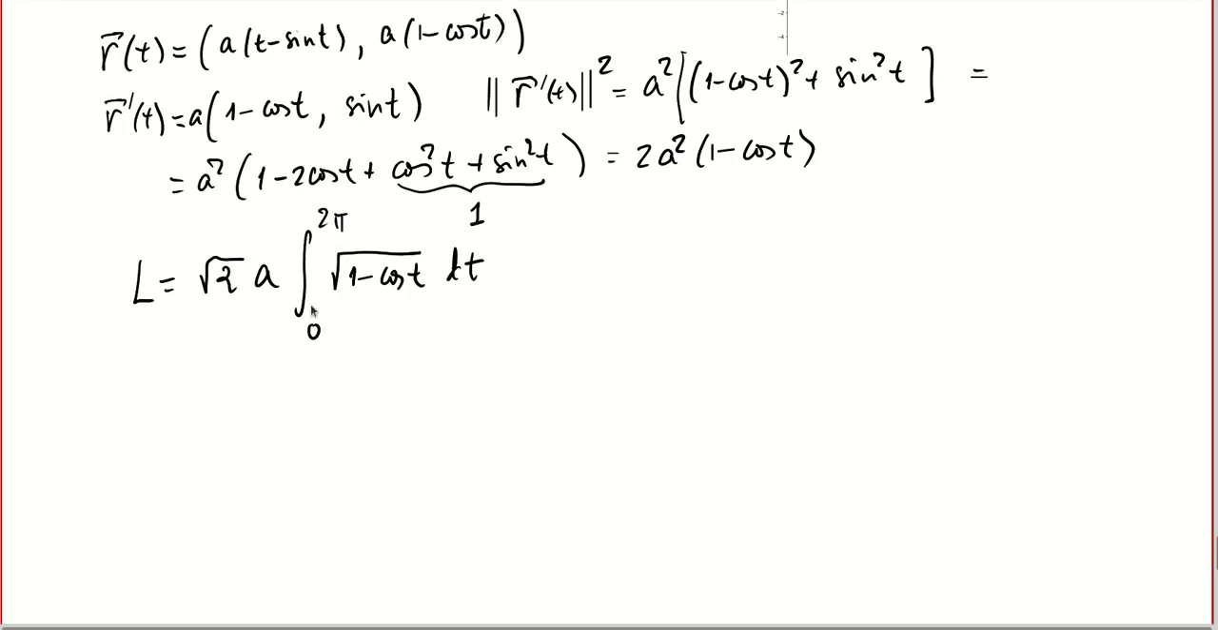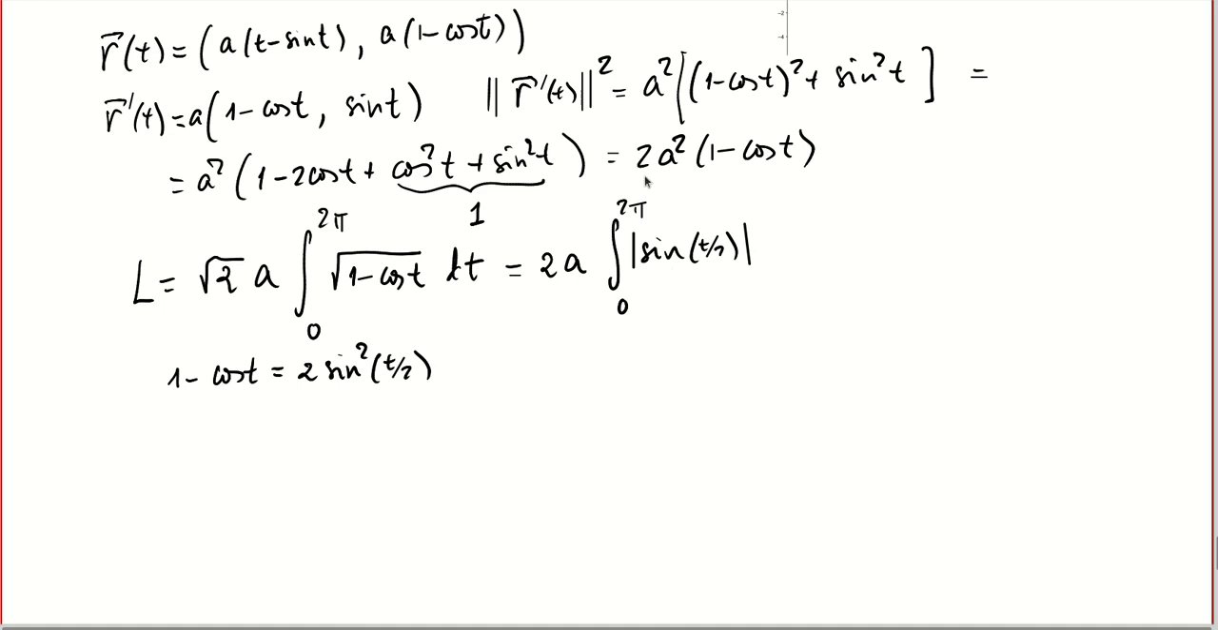Now, in order to get rid of this complicated expression, we need to use the half-angle formula and relate this to 2 times the square of the sine of t half. So if we introduce this here, we have a square root, and this square root makes 2, so 2a. And then we have the integral from 0 to 2 pi of the sine of t half. Actually, we don't need the absolute value, because this angle is going from 0 to pi, and in this interval the sine is always larger than or equal to 0.